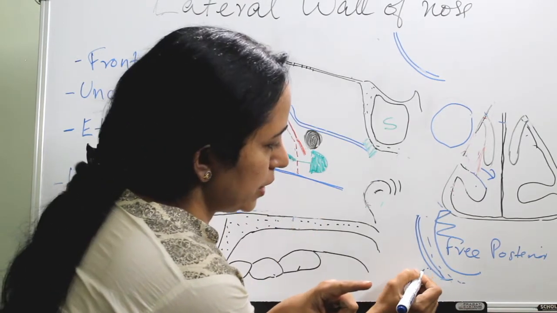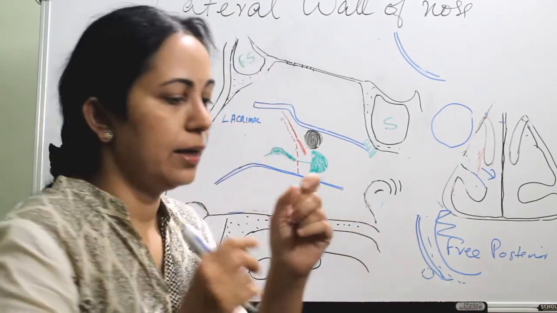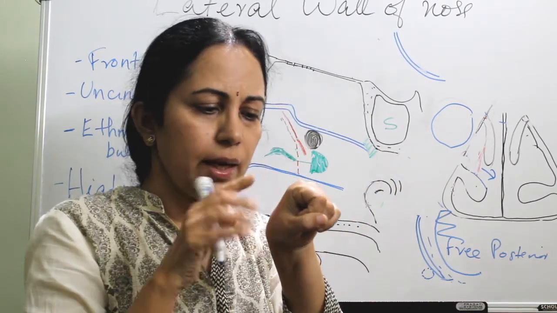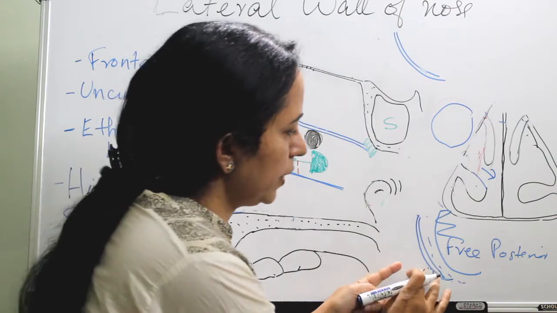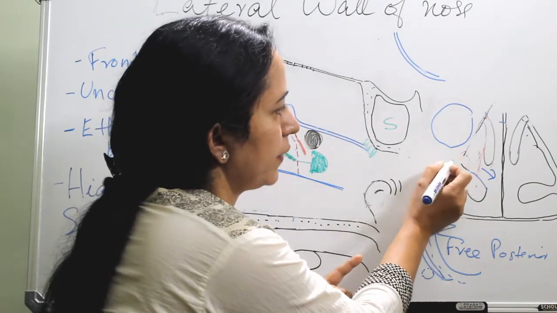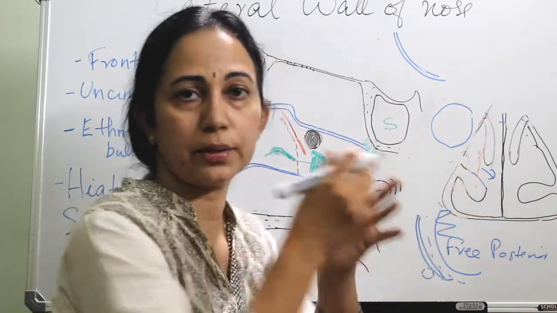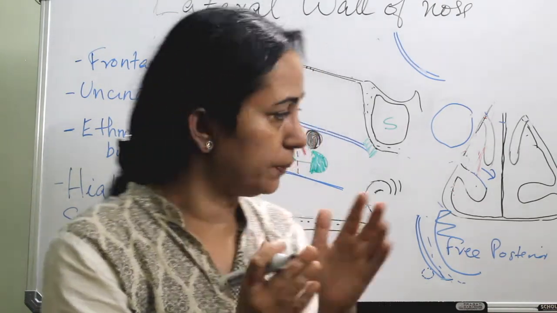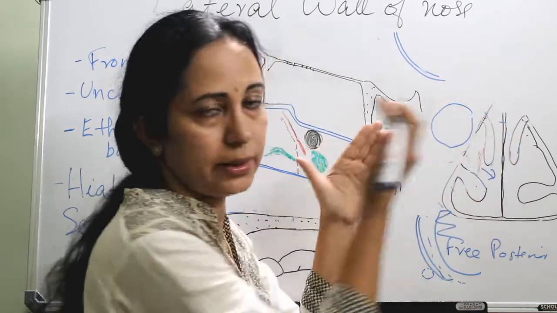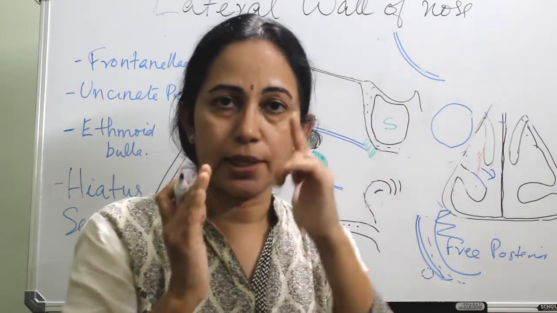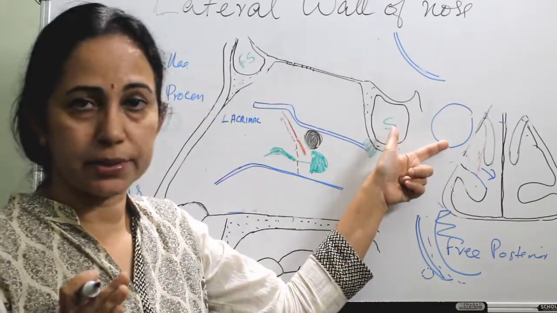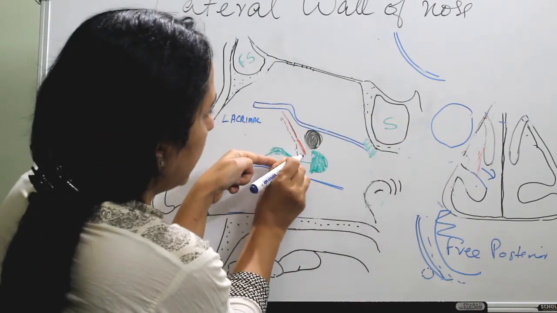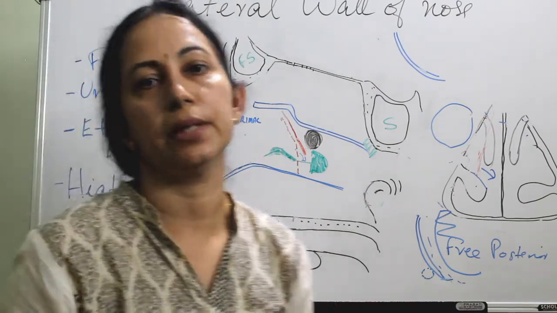The natural ostium of the maxillary sinus will not directly open from here into the middle meatus. First it will go to the ethmoid infundibulum, which is an area bounded by the uncinate process and the lamina papyracea, and from there it will come through the hiatus semilunaris into the middle meatus.